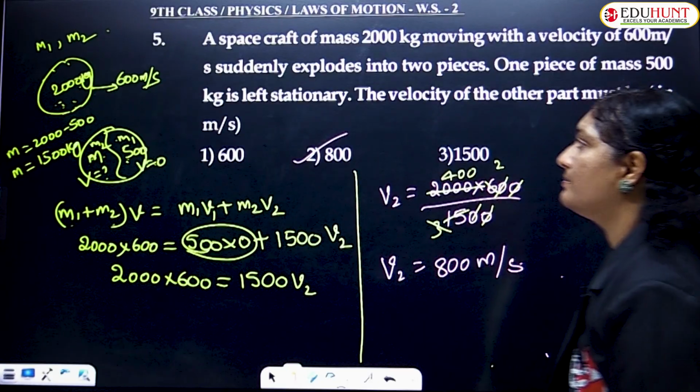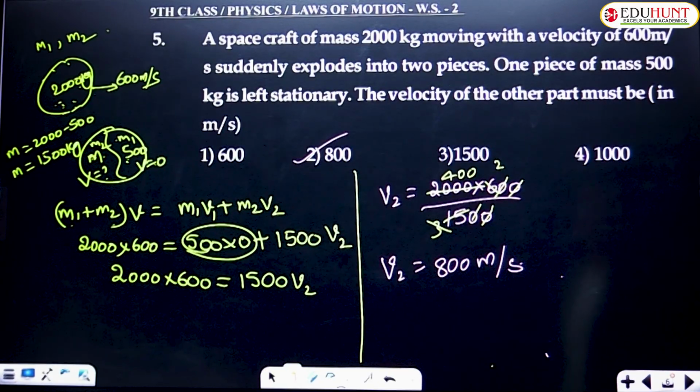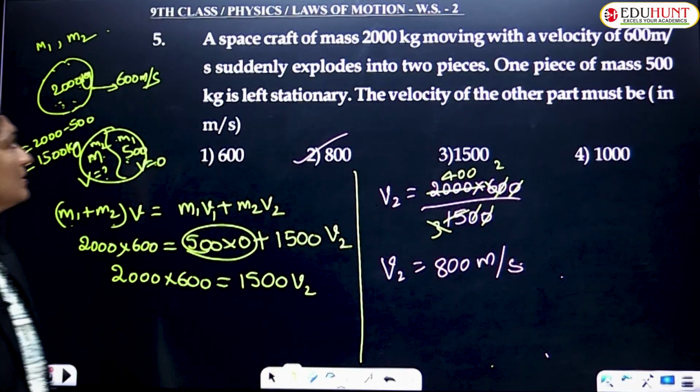So the correct option must be option number 2, that is 800 meter per second. So children, moving to the next question.